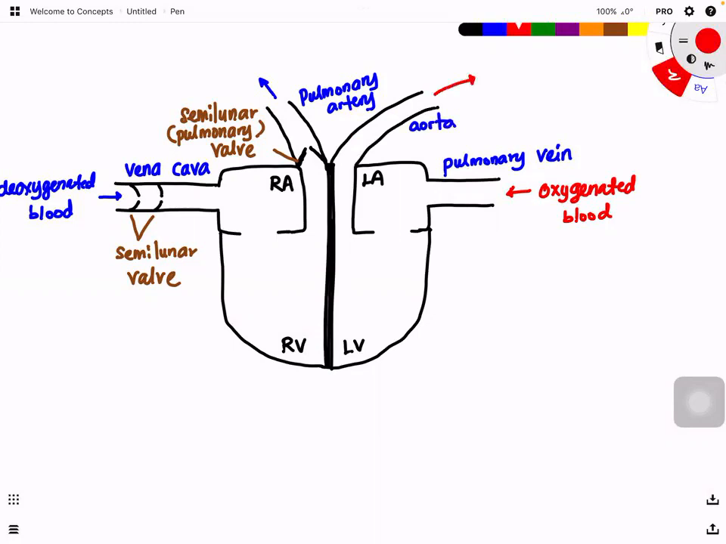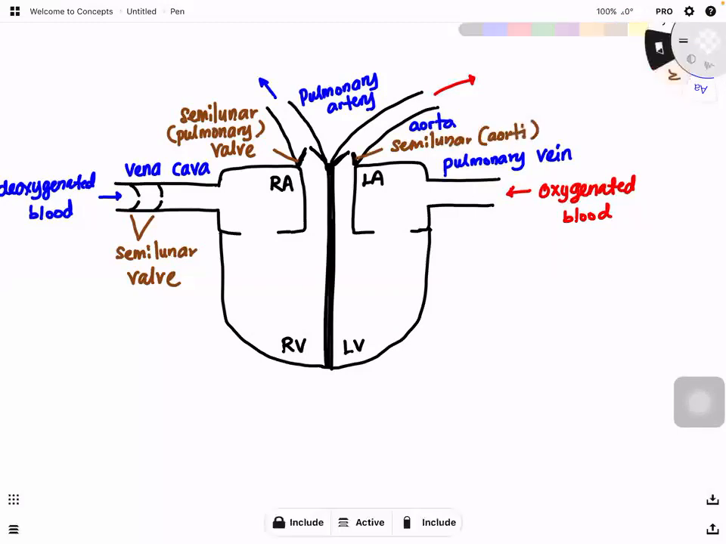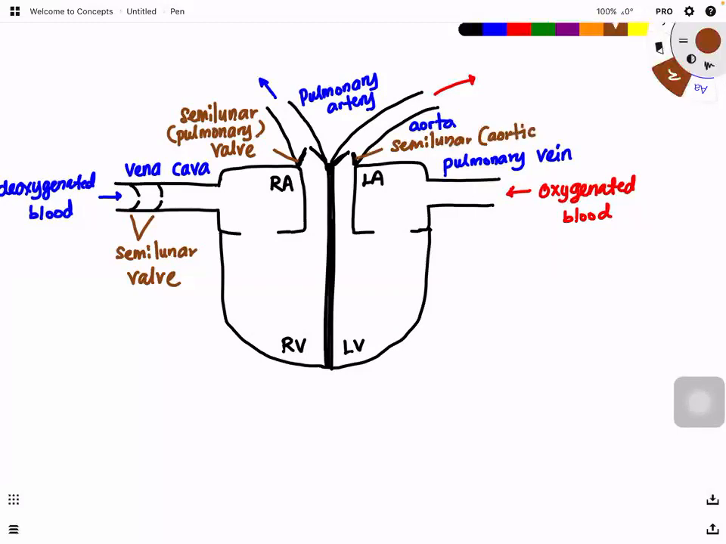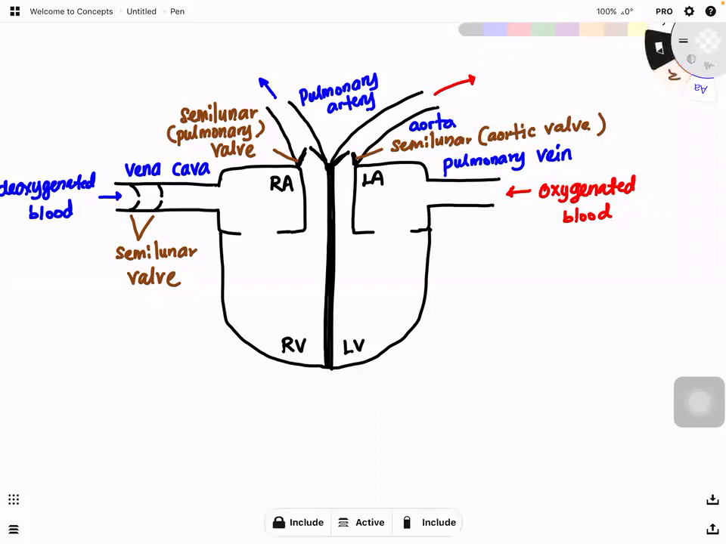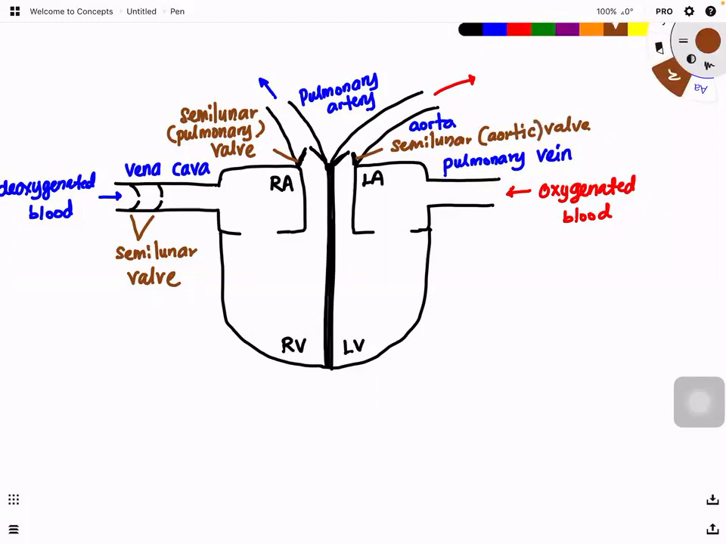To prevent the backflow of blood from the aorta back into the left ventricle, we need to have the semilunar valve again. This semilunar valve is termed the aortic valve. Are you clear? Oh, my mistake here, I put brackets. Can you see that?